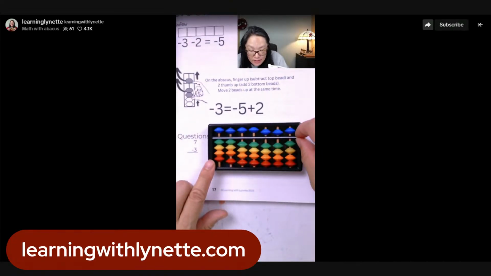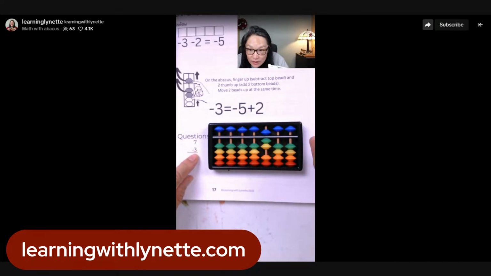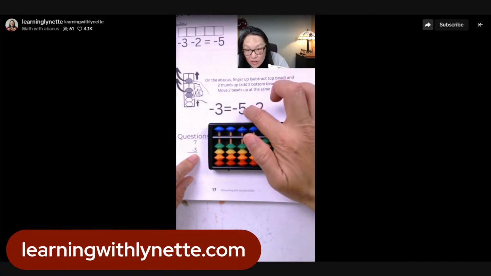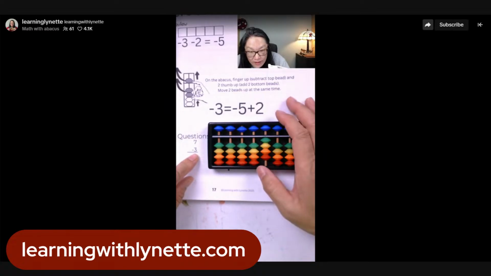We can do it one more time, and then we'll carry on to the next concept. So we have 7 on the abacus. We're going to take away the 3. Guess what? We don't have enough to take away the 3. We know to minus the 5 plus the 2. So my final answer is 4. Make sense?